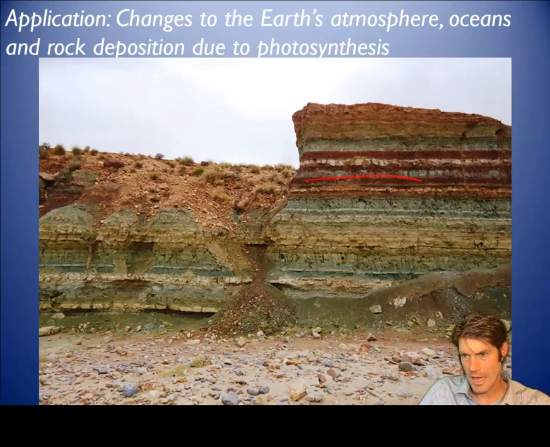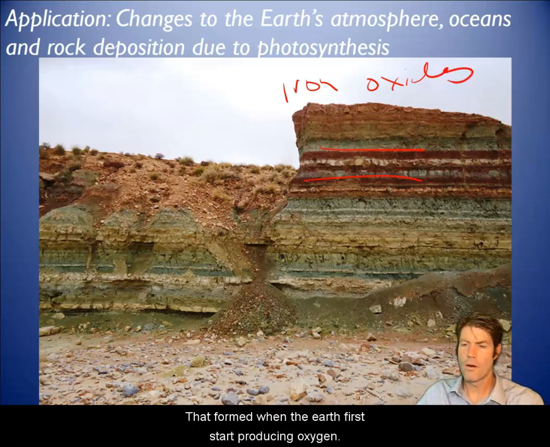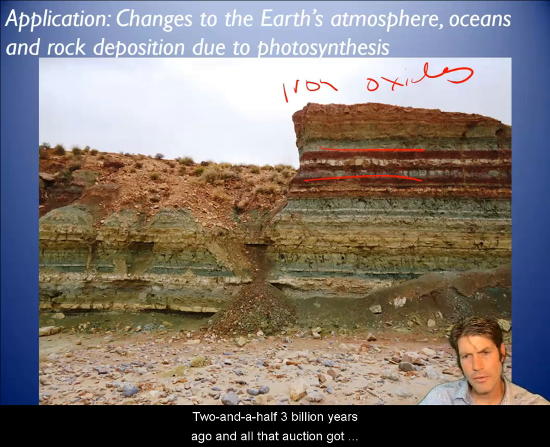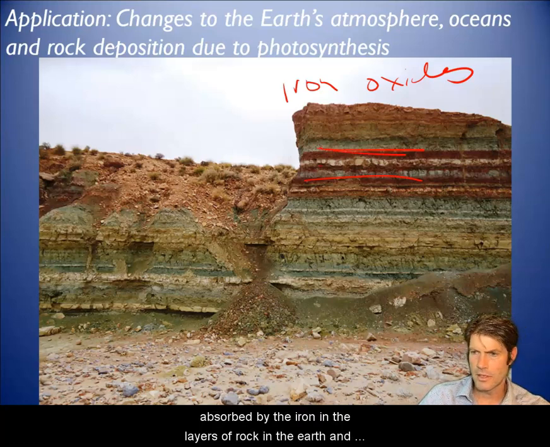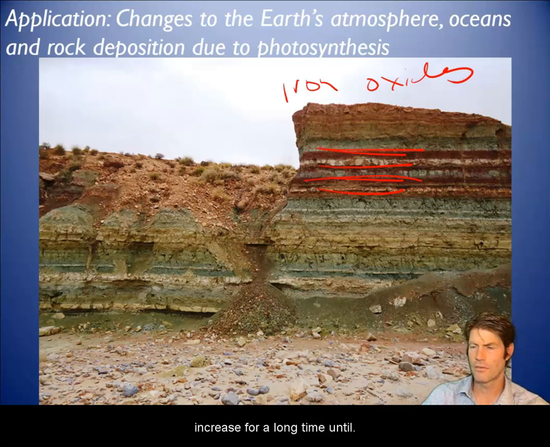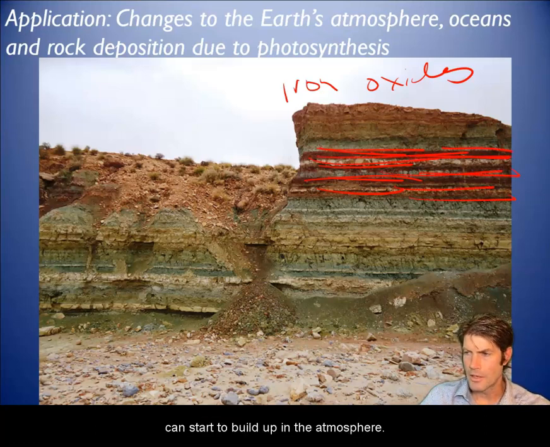Okay. What you see here in this diagram, all these striations, these are called red beds because they're red. And what this signifies is iron oxides that formed when the Earth first started producing oxygen. Around 2.5, 3 billion years ago, and all that oxygen got absorbed by the iron in the layers of rock in the earth and the ocean, and basically the oxygen levels did not increase for a long time until all these red beds were filled up with oxygen, and then it could start to build up in the atmosphere.